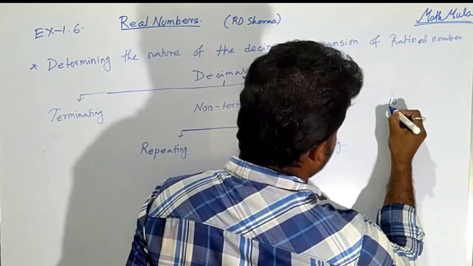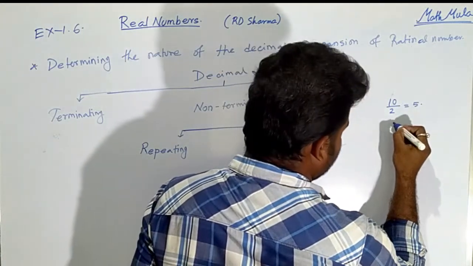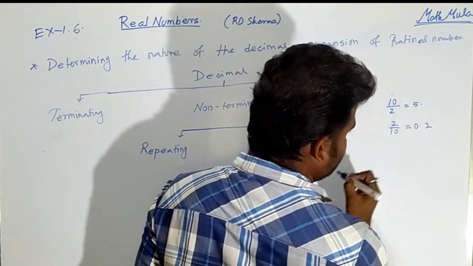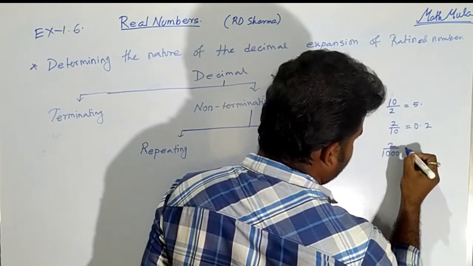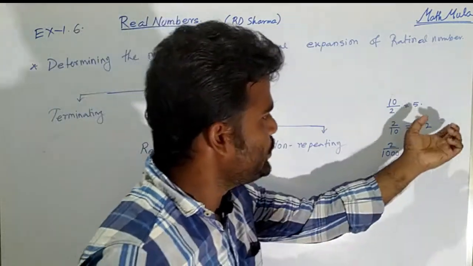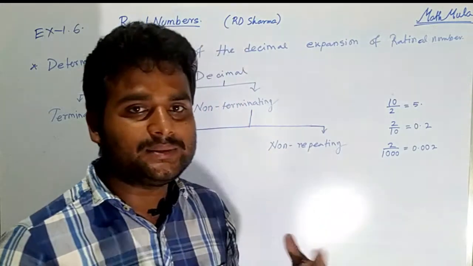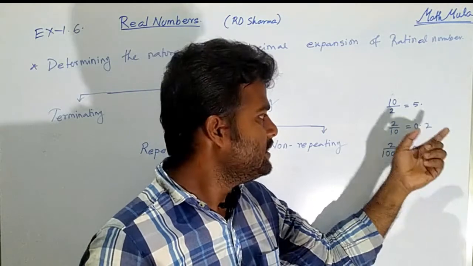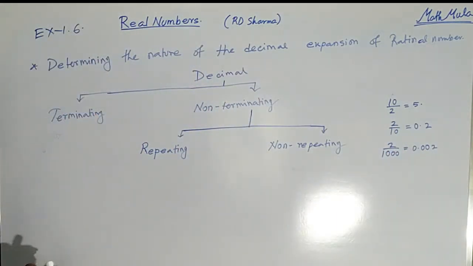Now we divide 10 by 2. Then it will be 5. Now if we divide 2 by 10, then the answer will be 0.2. Again, if we divide 2 by 1000, then the answer will be 0.002. Now, these two expressions of decimal numbers are terminating because the decimal places stop after some digit. That means terminate. Then the decimal expression is called a terminating decimal number.